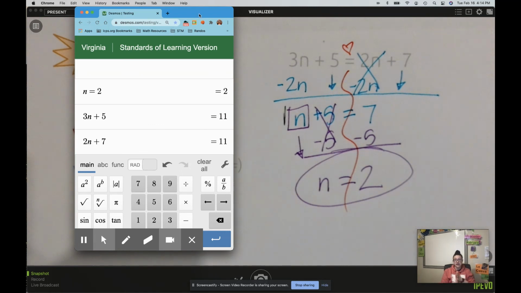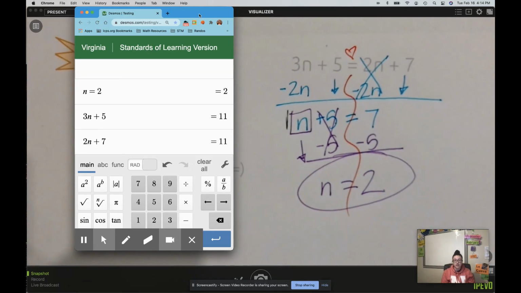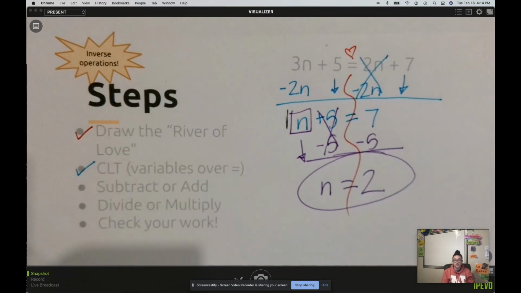Go ahead, pause that video, rewind anything if you need to. Make sure that you get everything written down in your Desmos notes, and then go ahead and go on to the next section. Nice job.